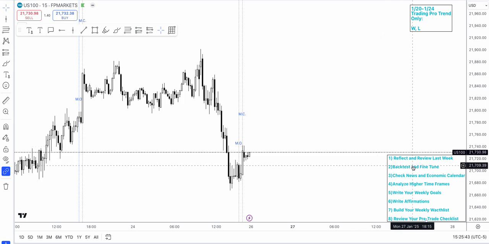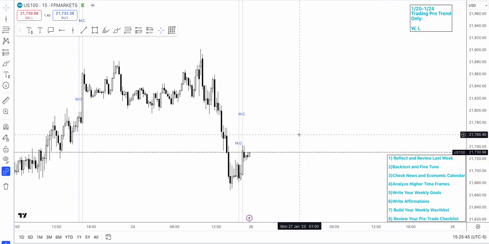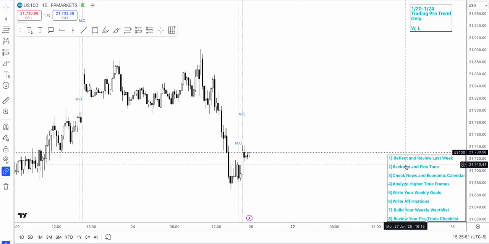I'll be mostly backtesting and fine-tuning my current strategy with how I trade. I'm just going to compare it because I'm thinking about changing it up a little bit. So I'll be mostly focusing on that and seeing how those results compare to my actual results from this previous week.